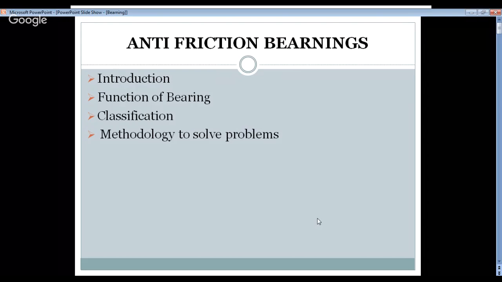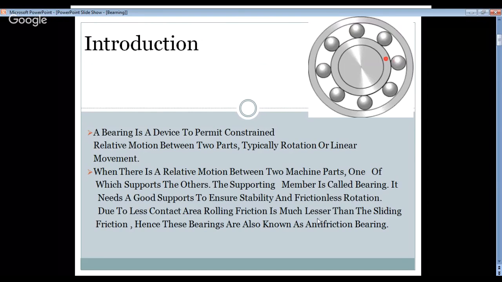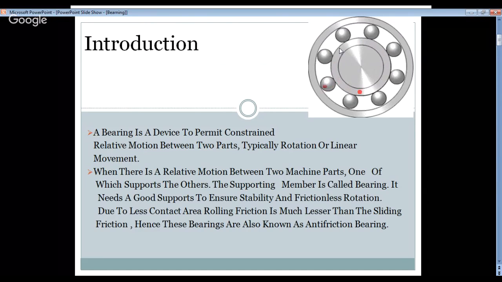Now first come to the introduction. A bearing is a device to permit constrained relative motion between two parts. Why am I saying this word constrained? Because, as the arrow I am showing here, the shaft is inserted in this inner cage while the housing covers this outer cage. It means that the shaft is only allowed to be in rotational motion in this particular inner cage. It means that the shaft is constrained in relative motion with respect to that inner cage in a rotary manner, not in a linear manner. So linear motion is constrained. That's why the term constraint appears here.